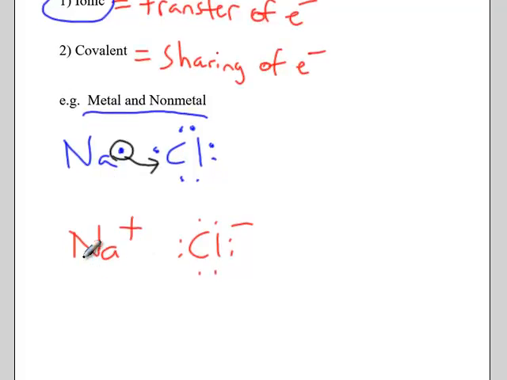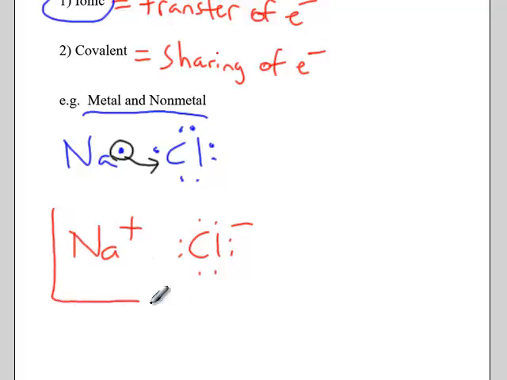Notice both of these reach the stability of the noble gases. They reach that octet rule, that group 18. The sodium does it by losing one electron. The chlorine does it by gaining one electron.